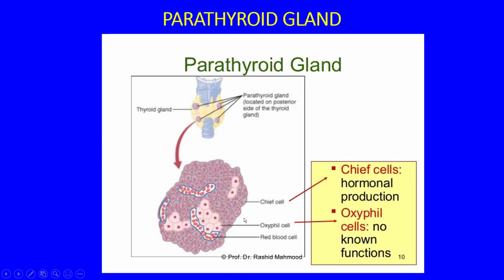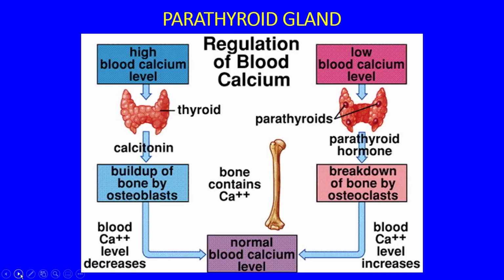As you can see here, the chief cells are distributed excessively in those glands, and there are some of these enlarged cells called the oxyphil cells. As I've said before, they have no real known functions.